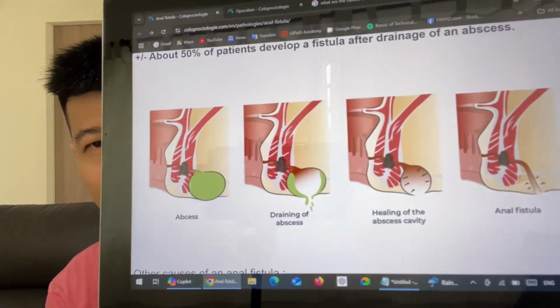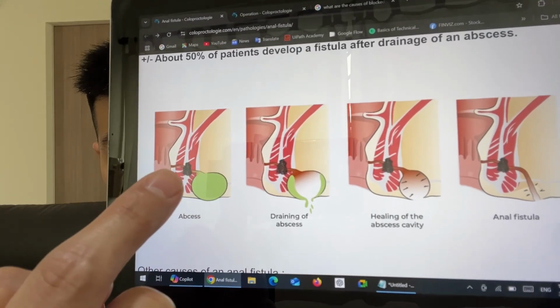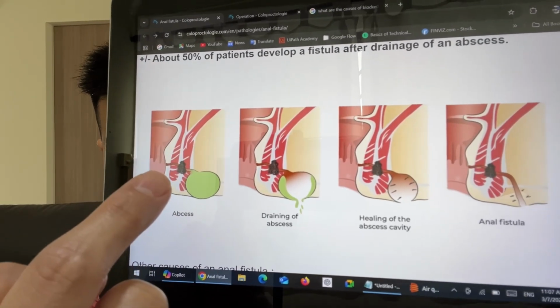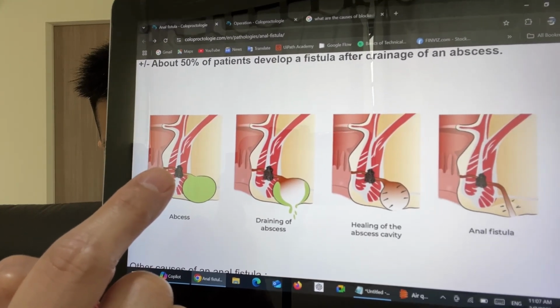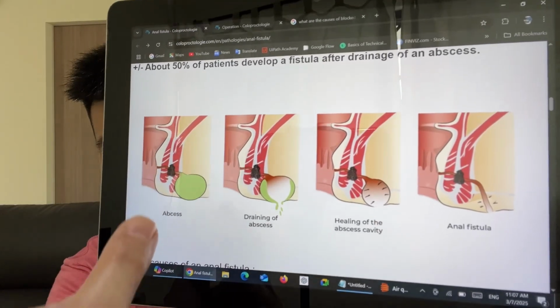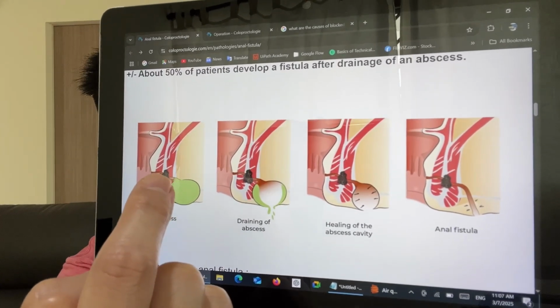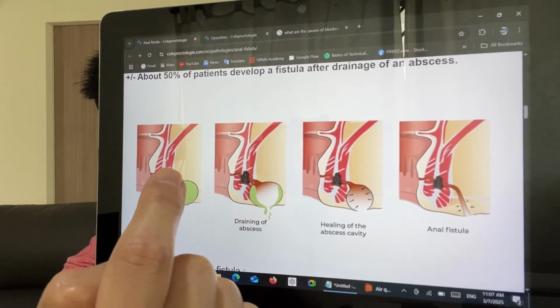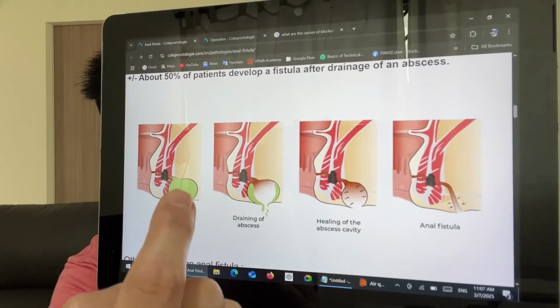But because there's an open connection between the anal canal and the skin, even if the external skin heals, it may come back again. Okay, so I will show you what actually happened to me. As you can see in the picture, this is the anal gland blockage, the part which causes the abscess or the pus to form. Okay, so this is the internal anal canal, and so because of this blocked anal gland, it actually secretes abscess, and the abscess is being accumulated here.